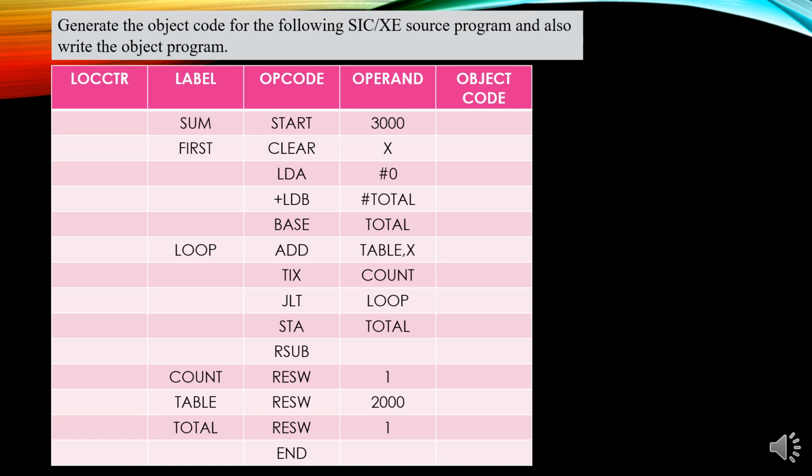Today we'll be solving a problem that is generating an object code for the following SIC source program and writing the object program. As you can see here, we have the program itself, and there's a label field, opcode, and operand field which is given, and I've included two other columns, that is location counter and object code.